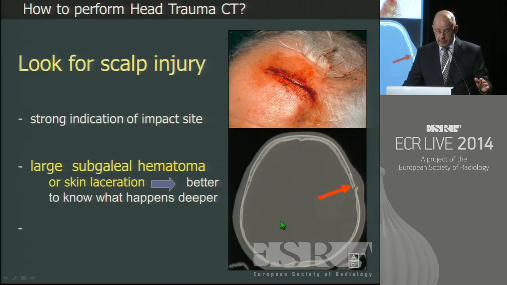Well, how to perform the head trauma CT. Before that, always look at the scalp, or look at the head of the victim. Because if you see that there is a large subgaleal hematoma or skin laceration, it is a strong indication that the force during the accident was great, and it's very probable that under the subgaleal hematoma you'll have a fracture, and under the fracture there is always the risk that you will have an epidural hematoma.